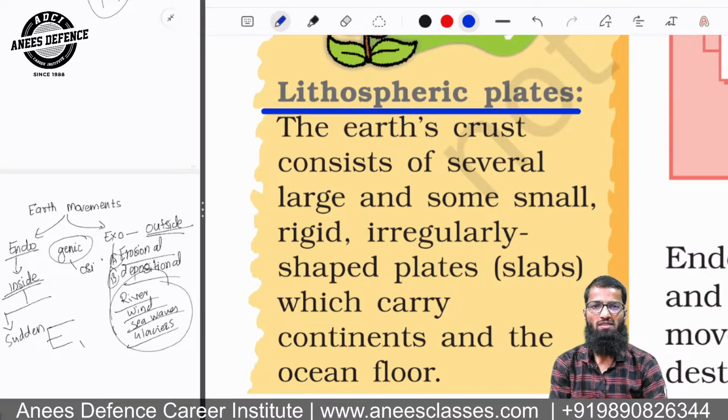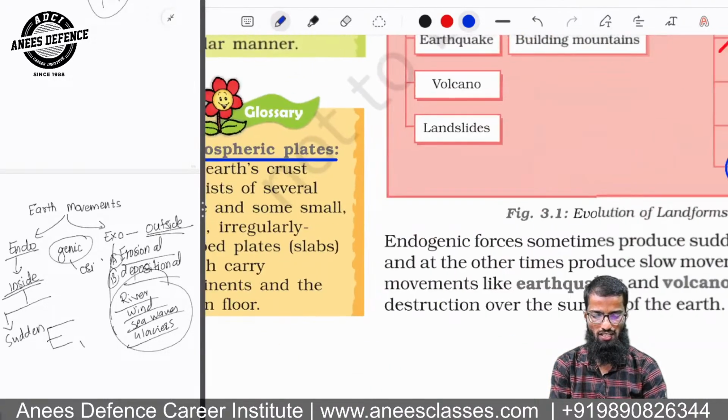For example, you have the Pacific plate, Indian plate, Nazca plate, and Atlantic plate. So Earth consists of different plates. When we study plate tectonics or the continental drift theory in coming lectures, we will have reference to these lithospheric plates. We'll be studying the minor plates and major plates there. So just remember that we will be studying the plates in the upcoming lectures. So stay tuned.